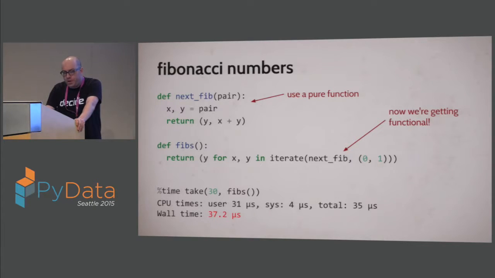And now we can define our Fibonacci sequence as a generator comprehension. I want the second element of every pair for the pairs in calling iterate, next fib, starting with the pair 0, 1. So this is like a really nice functional feeling way of doing this. And as a side benefit, it's really fast.